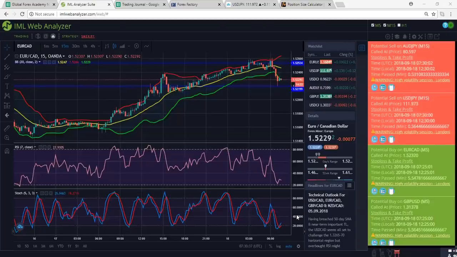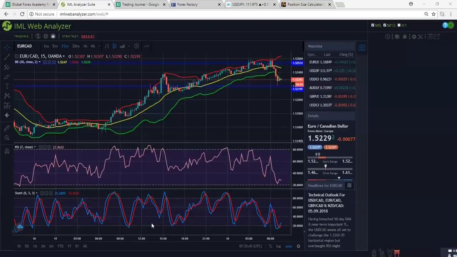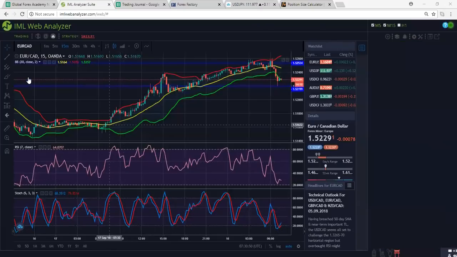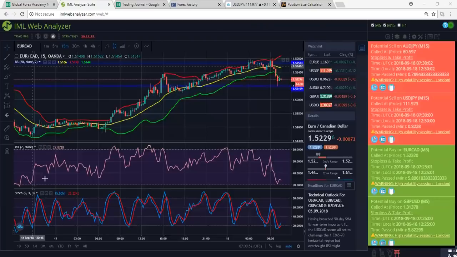So with the Shareef strategy, what we're doing is we're basically using the IML Web Analyzer, and we are focusing only on the 15-minute time frame. We're using the Bollinger Bands. Our format is at 20 and close. We're using the Relative Strength Index, which is the RSI, and your format is at 7 and close.